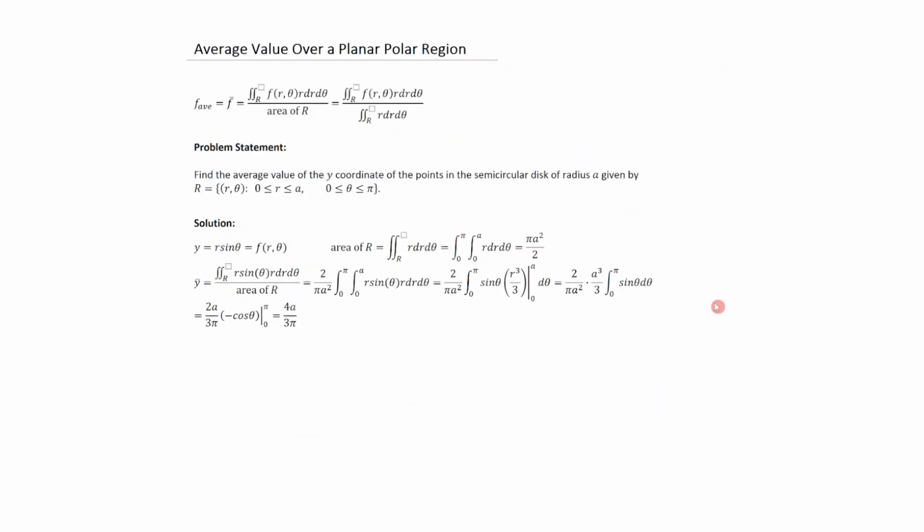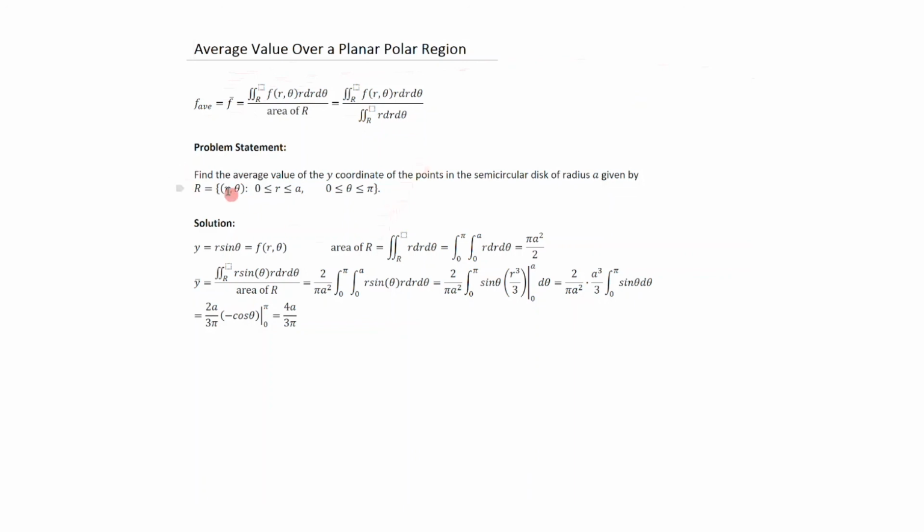All right, so the last slide here is the average value over a planar polar region. How do you do averages? In this case, we take the function of interest and integrate over the area, which will be r dr d theta, the differential area. And you divide by the area of the region, which would just be taking the f out, so it would be just r dr d theta.